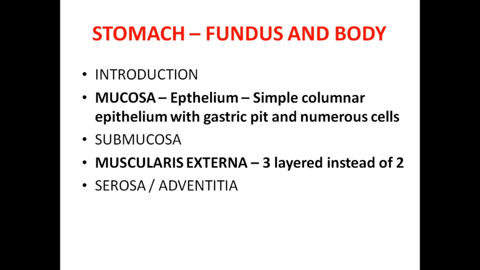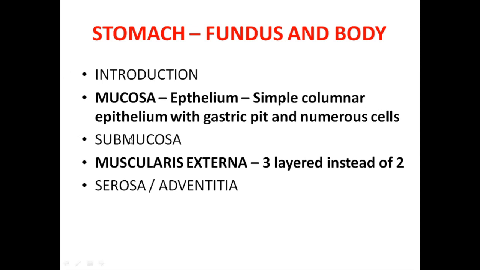Then in the mucosa, it is very important to write that the epithelium consists of simple columnar epithelium, and there is presence of gastric pit. Now what is gastric pit? I will show you in the schematic diagram. And there is presence of different types of cells which form a large population in the mucosa, that is in the epithelial part, so that the mucosa is not at all seen clearly. It is full of cells in that region.